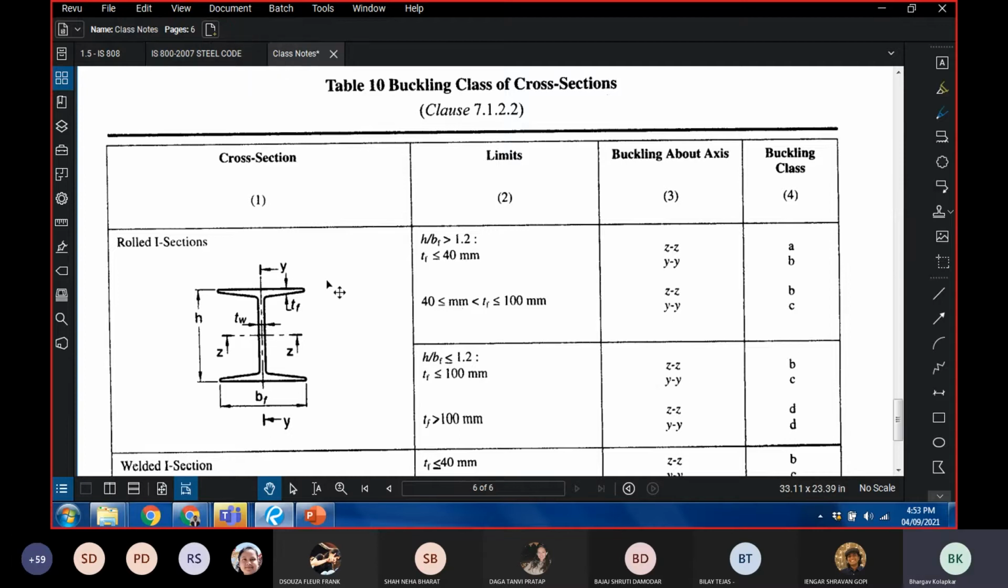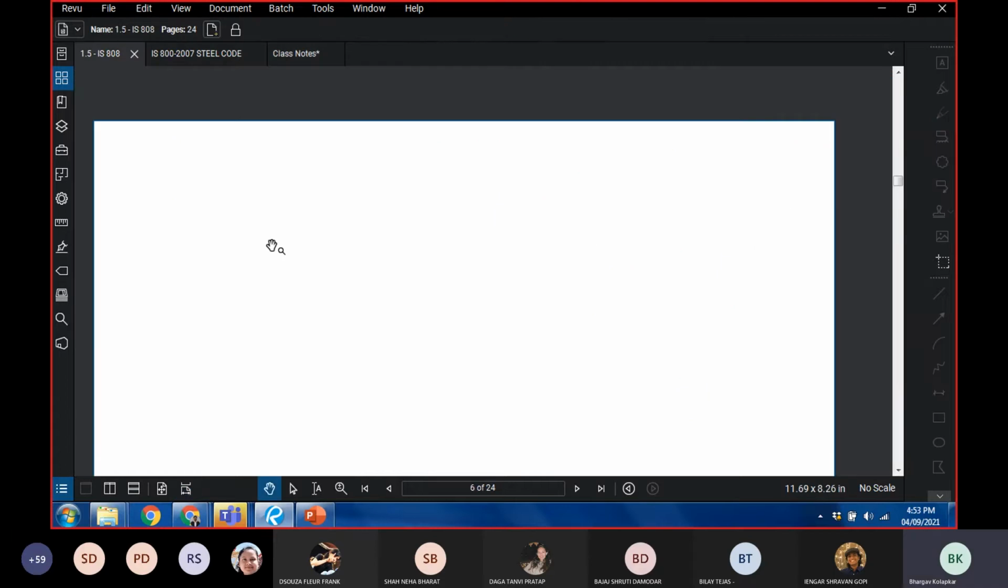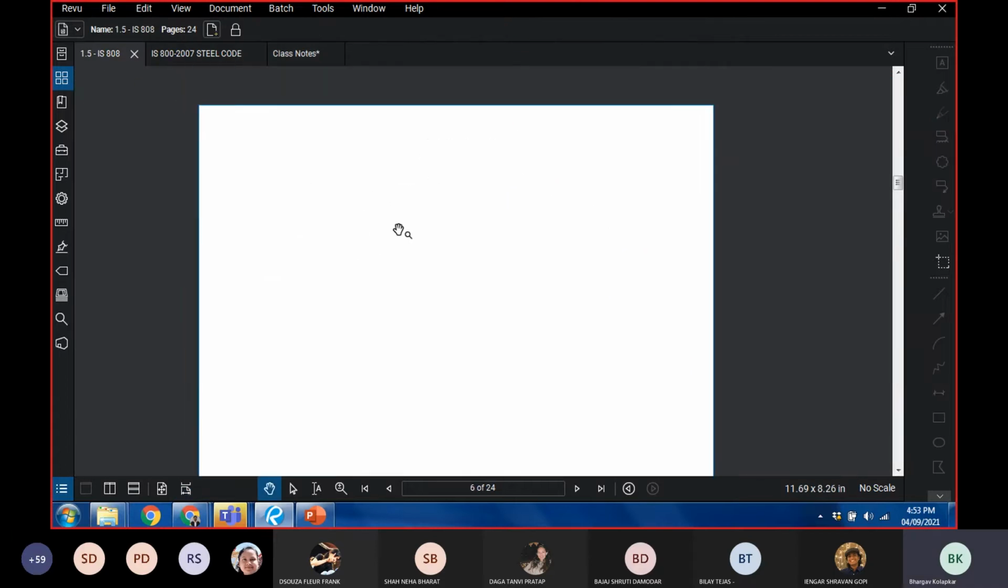Okay, so let us go back to our numerical and try to find out what our FCD is. So the first step is to determine the buckling class of the cross section. Before that, we need some data for ISMB 500 that we are going to use in this problem. Now let us go back to our steel code.